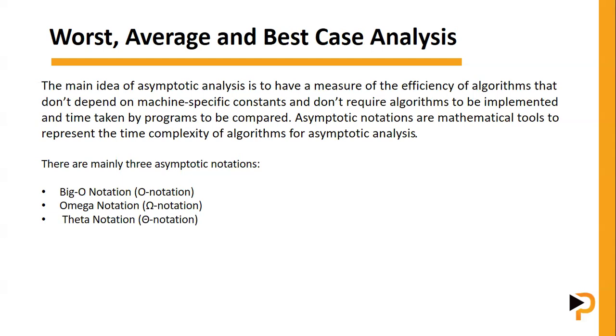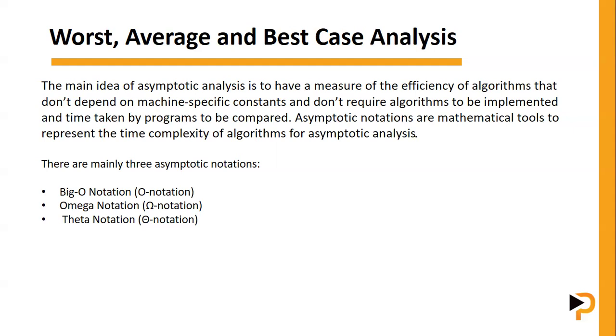The main idea of asymptotic analysis is to have a measure of the efficiency of an algorithm that doesn't depend on the machine specific constants, and it doesn't require the algorithm to be implemented and time taken by the programs to be compared. Now there are mainly three asymptotic notations. First one is big O, then omega notation, and then there is theta notation.